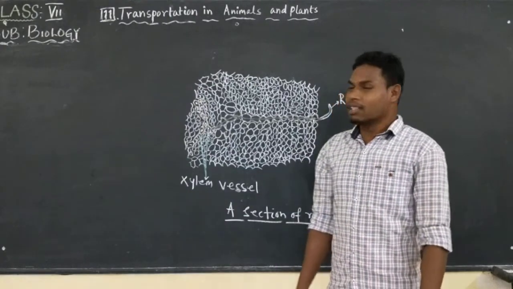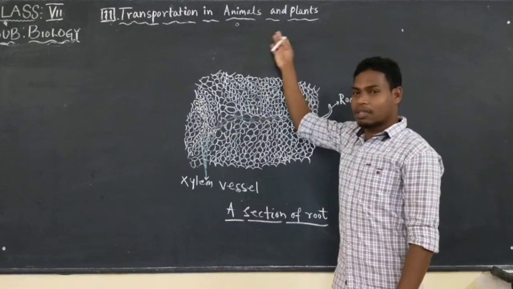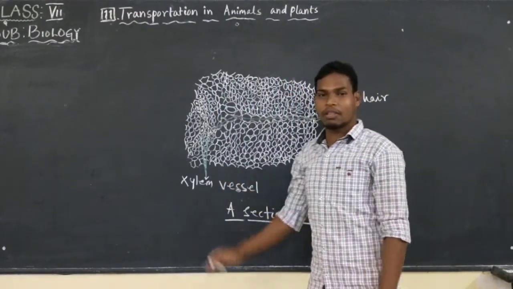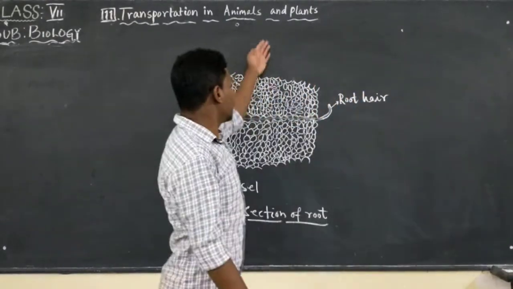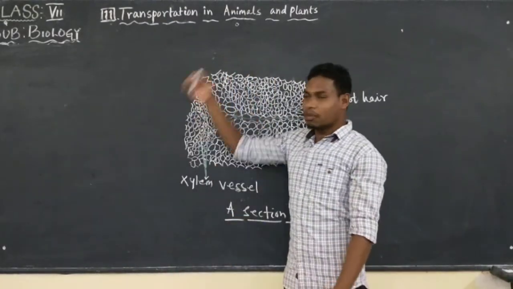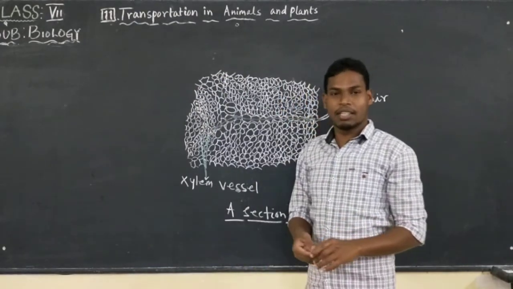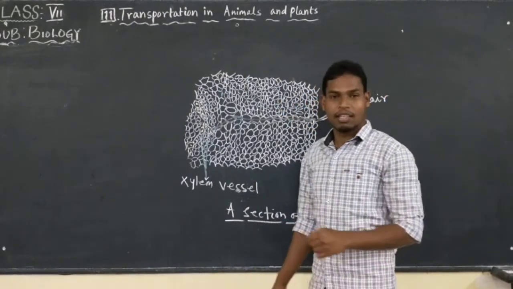Hi everybody. In the previous class we discussed transportation in animals, and in today's class we are going to discuss transportation in plants. In the previous class we discussed the last heading, kidneys, the excretory system.